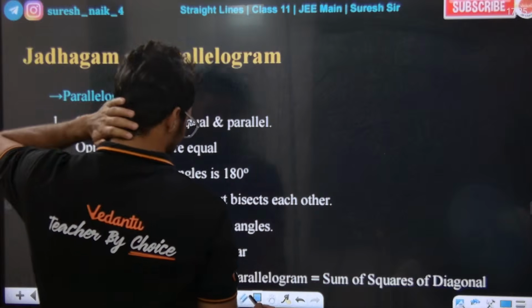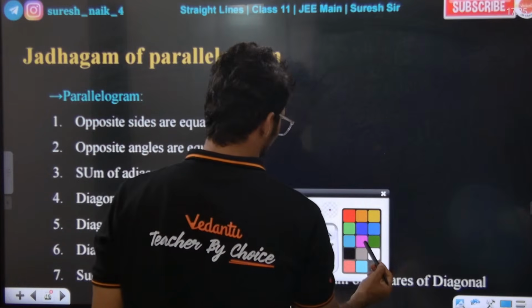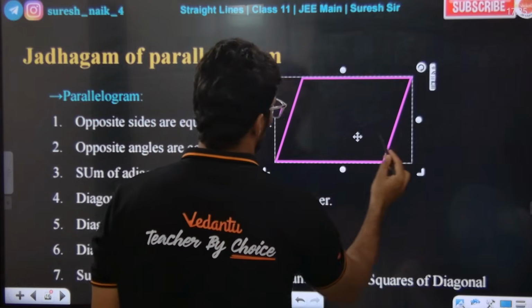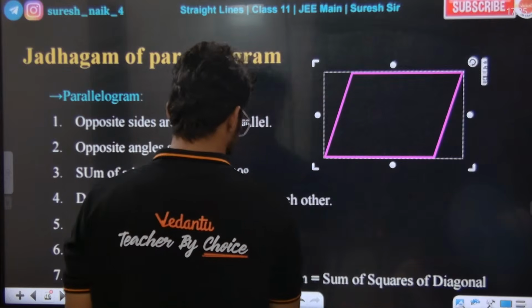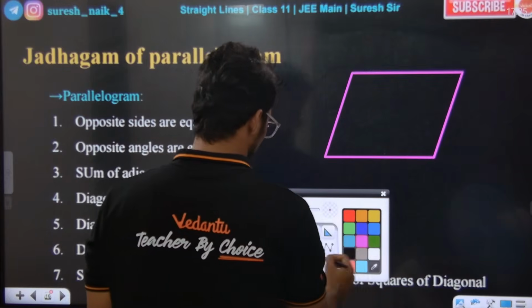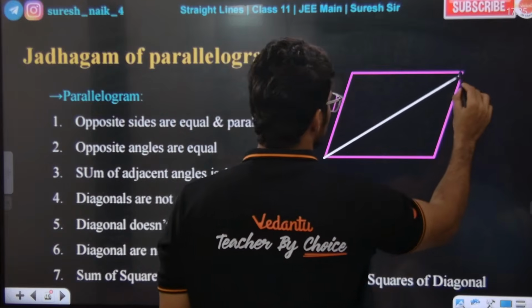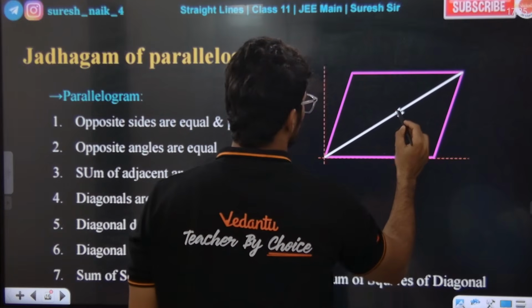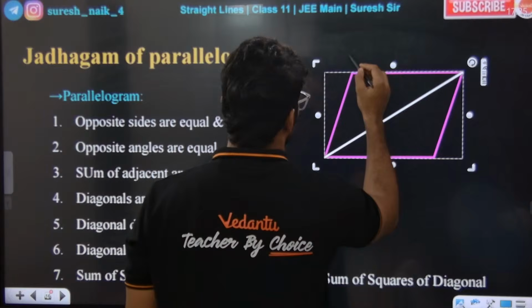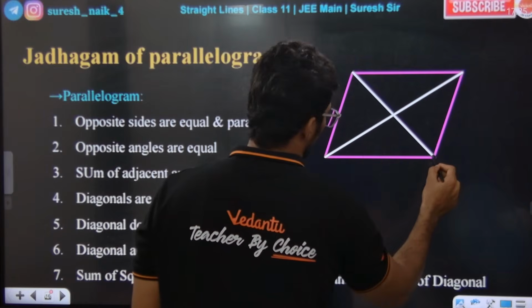First property: first draw a parallelogram. Everyone, this is the diagonal, and this is another diagonal.